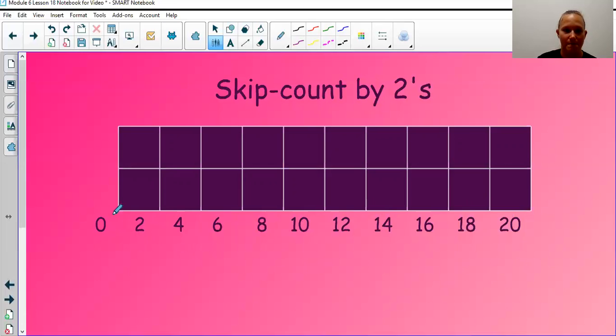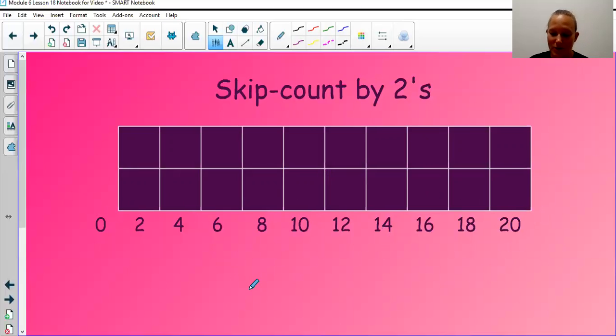Do it one more time and do it with me. 0, 2, 4, 6, 8, 10, 12, 14, 16, 18, 20. Now we're going to do it backwards. Are you ready? 20, 18, 16, 14, 12, 10, 8, 6, 4, 2, 0. One more time. Do it with me. 20, 18, 16, 14, 12, 10, 8, 6, 4, 2, 0.